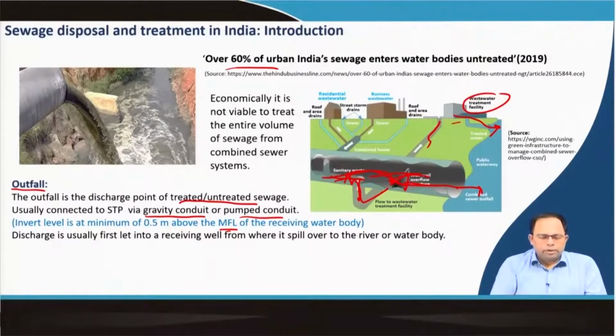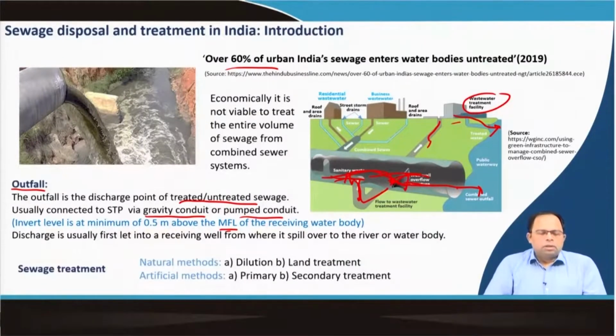So usually the discharge is first let into a receiving well from where it spills over to the river or the water body. That means there is always a storage, so that in case of a backflow prevention device, when it is stopped, whatever sewage comes in has to be accumulated and stored for a certain point of time. So there usually is a receiving well from where it spills over to the river. Some amount of storage is provided at the outfall as well, sometimes, not always.